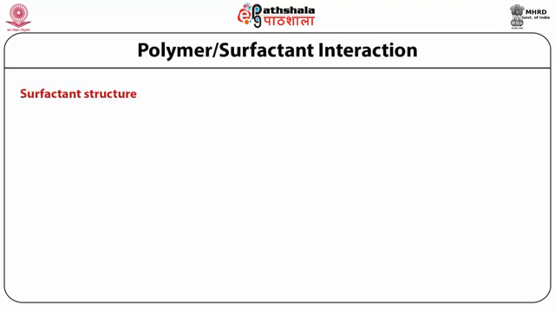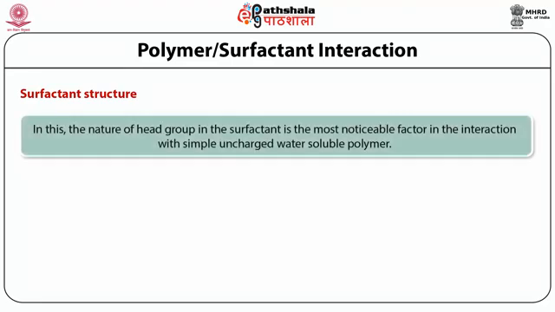Secondly, surfactant structure. In this, the nature of the head group in the surfactant is the most noticeable factor in the interaction with a simple, uncharged water-soluble polymer. Non-ionic surfactants are unreactive towards simple uncharged polymers. The anionic surfactants are very strongly reactive towards polycationic polymers but very weakly or non-reactive towards anionic polymers.